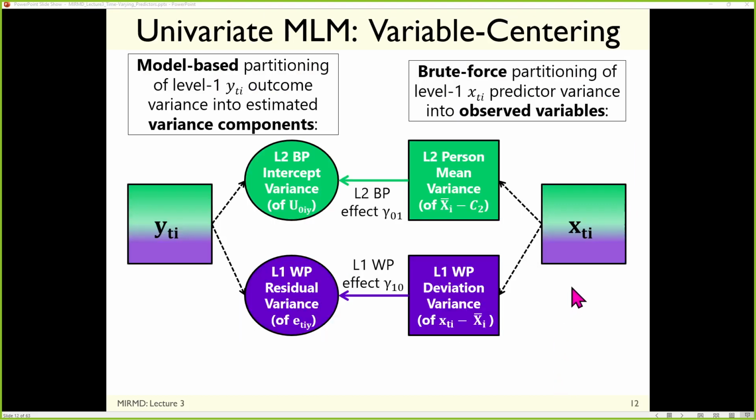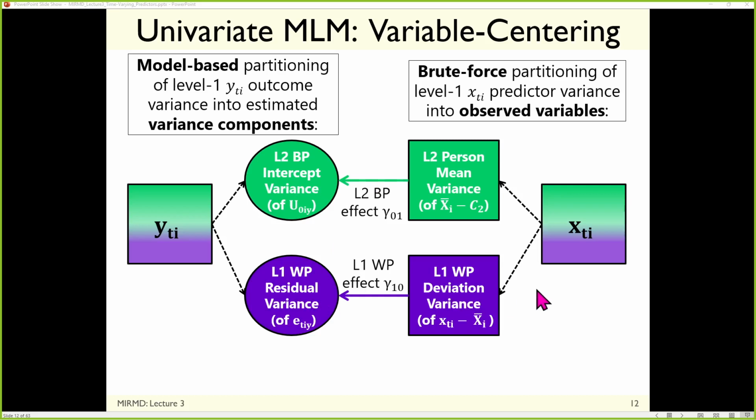Graphically, what we've done is take x and split it up into two new boxes. I'm using boxes to denote that these are observed variables, where I've got person mean x up here, carrying the level 2 between effect. I've got within-person deviation x at level 1, carrying the within effect. So now there's a symmetry with what's happening on the outcome side with respect to piles of variance being carved up in each of these things.